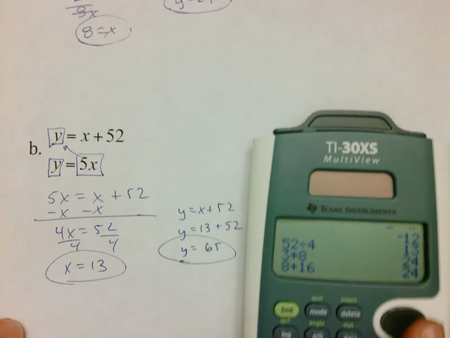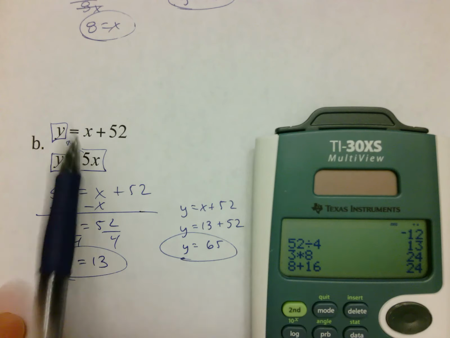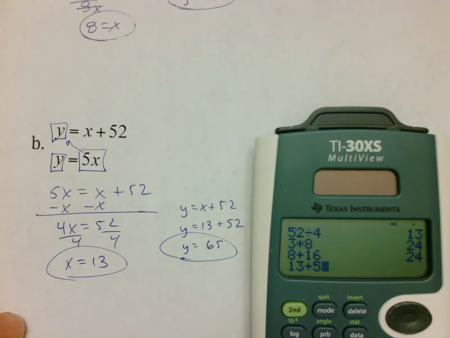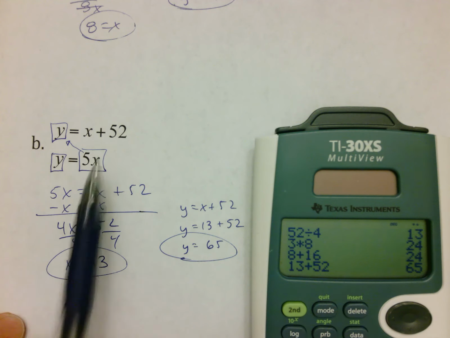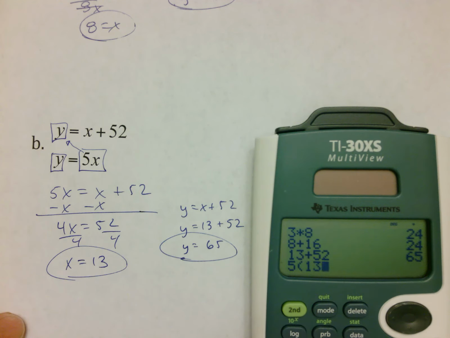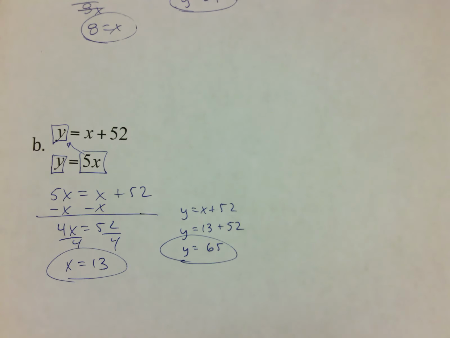Same thing happens down here. If I put this 13 in for that, 13 plus 52 is 65, which is what we have here. Or we could do 5 parentheses 13 and still get the answer of 65, which is what tells me that I have the right answer. So if your answer is right, you should be able to plug in whatever your variable is, and you should get the same answer no matter what.